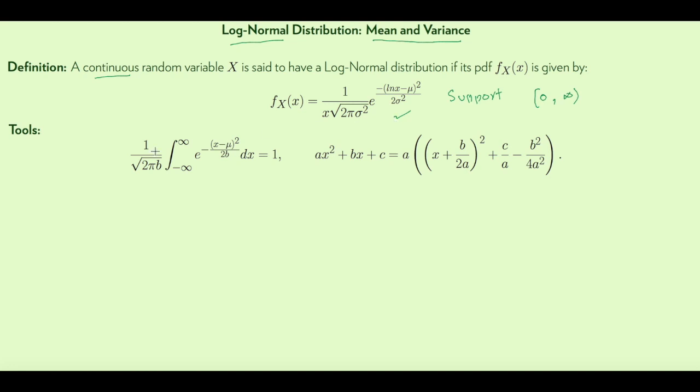Specifically, if we have to find the mean, we will use these two tools. The first tool is that this integral is equal to 1. This is because this represents the normal distribution here. The second is the concept of completing the square. In other words, if we have an expression like ax squared plus bx plus c, we can write it as a times x plus b over 2a, squared, plus c over a minus b squared over 4a squared.